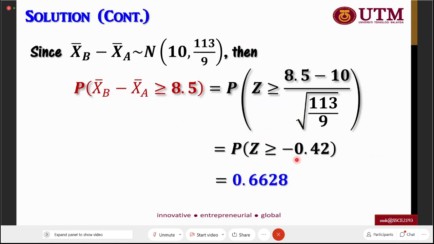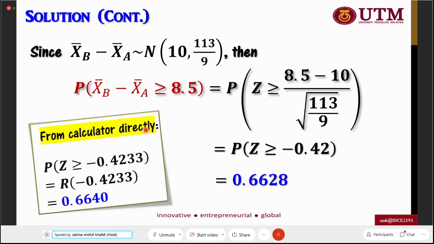But if you do use your calculator directly, then you will get this answer, 0.6640. So that's why I said there could be a slight discrepancy if you use z to 2 decimal places or z to 4 decimal places like this. But it doesn't matter, both answers are acceptable. Any questions so far, guys?